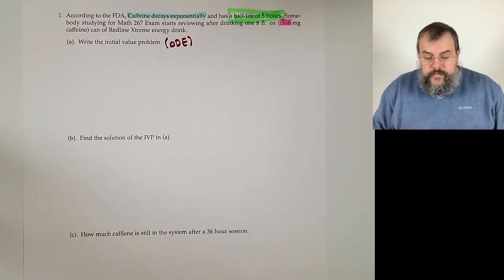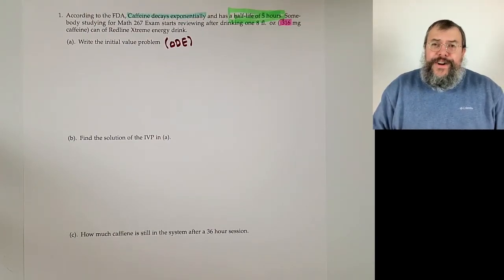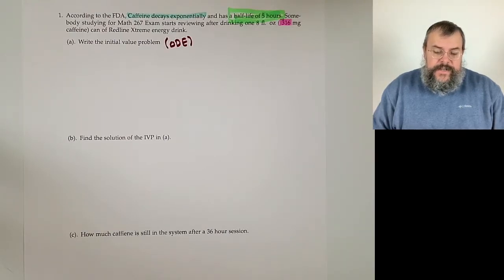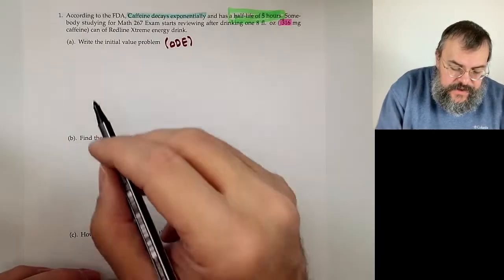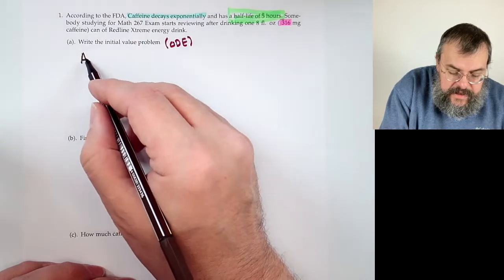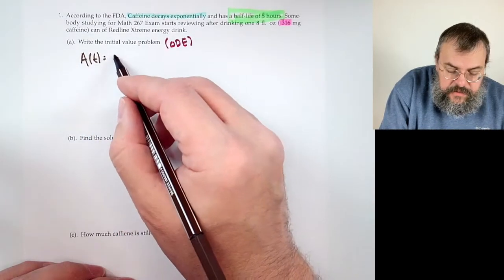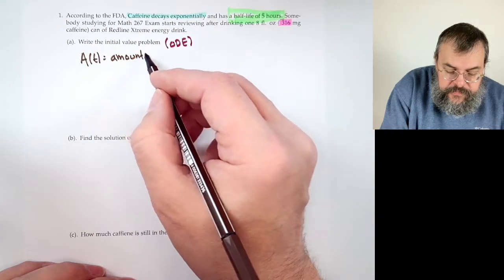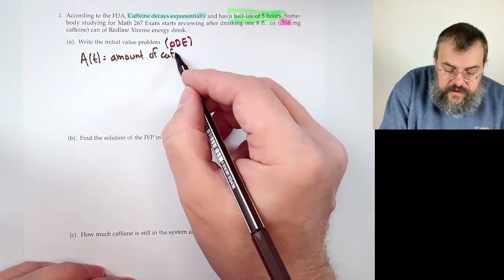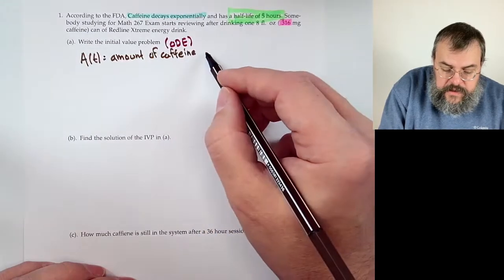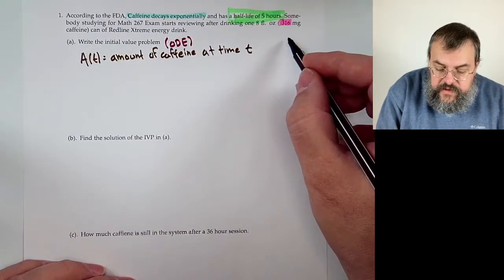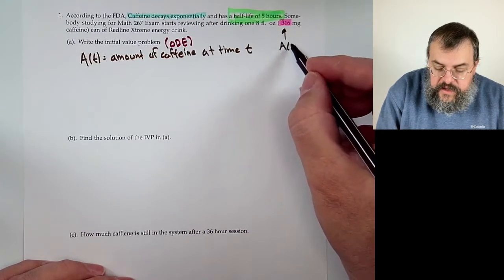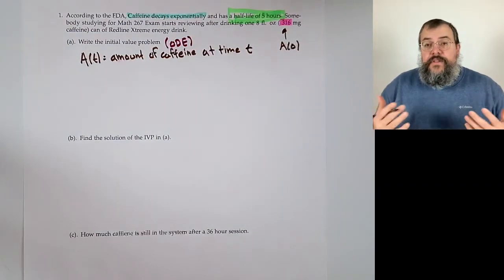And caffeine starts with C, but C is a very dangerous thing to throw in as a variable. Well, let's do A. And we'll have A of t equals the amount of caffeine at time t. Okay, so that we're all clear on what it is that we're doing. Good. And so this 316, that's our initial value. So that's our A0, because we do have an initial value.